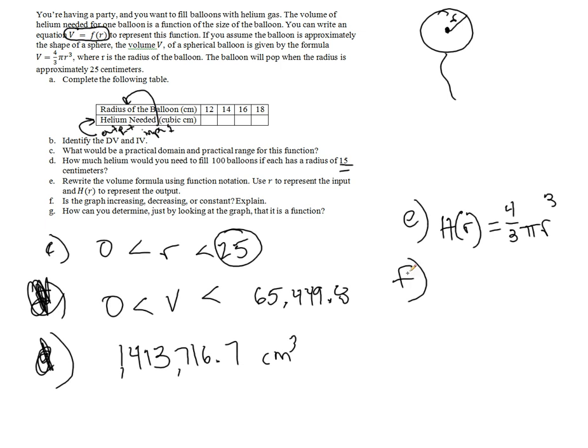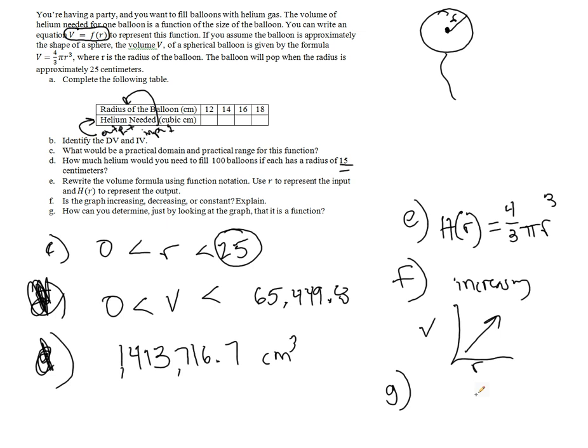F, is the graph increasing, decreasing, or constant? Without even graphing this, we should be able to say that it's increasing. In other words, if you look at input, which is the radius, and output, which is the volume, we should expect that as you increase the radius, the volume should go up as well, and we're seeing that in the table.